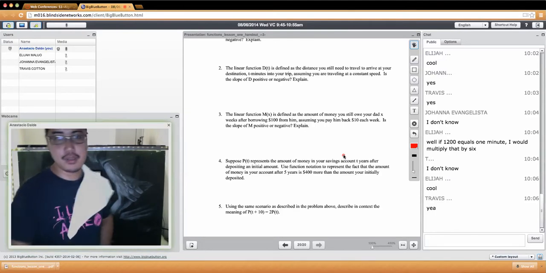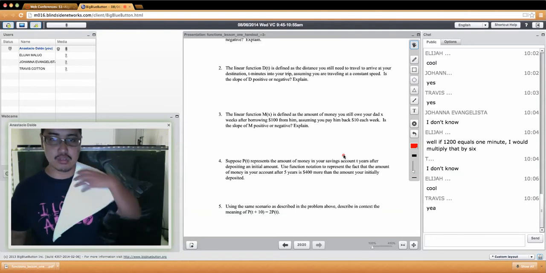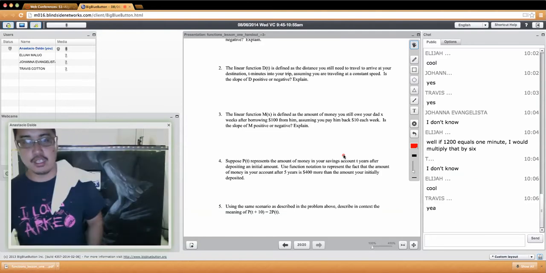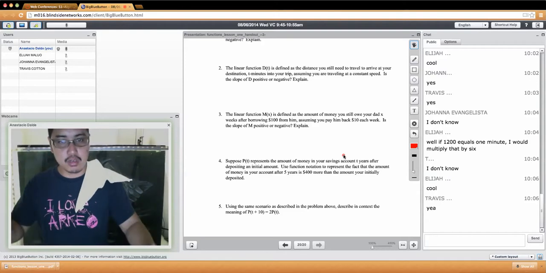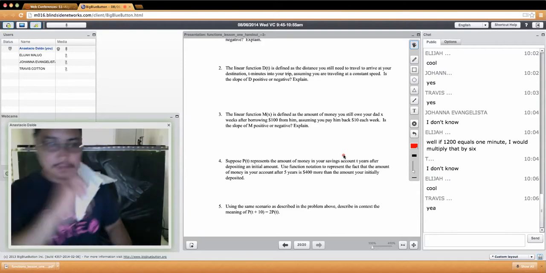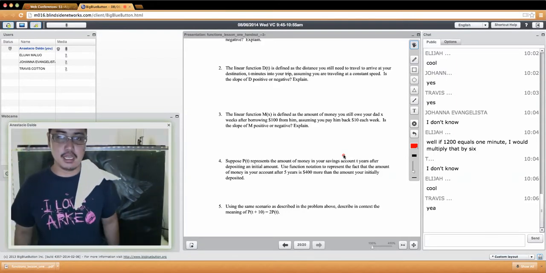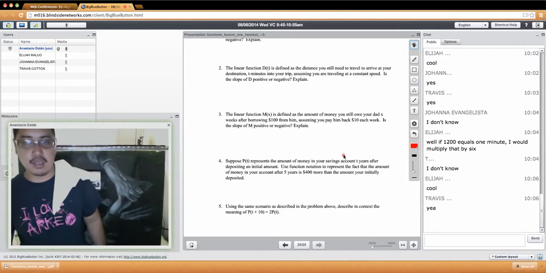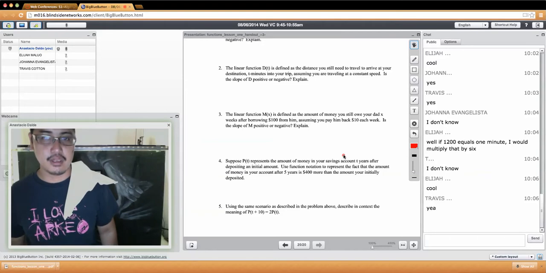Alright, anyway. Linear function dt is defined as the distance you still need to travel to arrive at your destination t minutes into your trip. Okay, fine. So, can you imagine what's going on? Elijah, we're taking a trip. Ready? Go. We start the clock. Boom. How far did you travel? Well, you can basically say, all right, dt is the distance you travel. Assuming you're traveling at a constant speed, is dt's slope positive or negative? Explain.